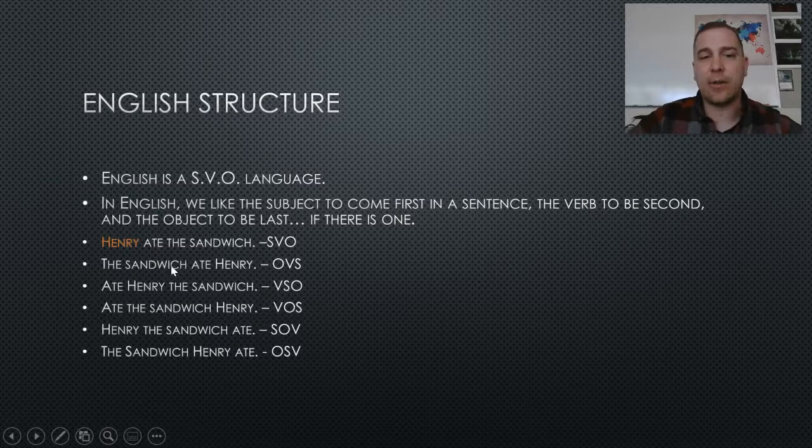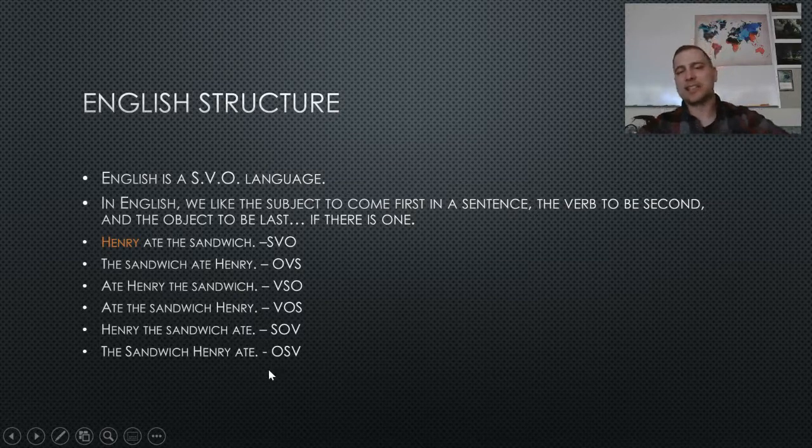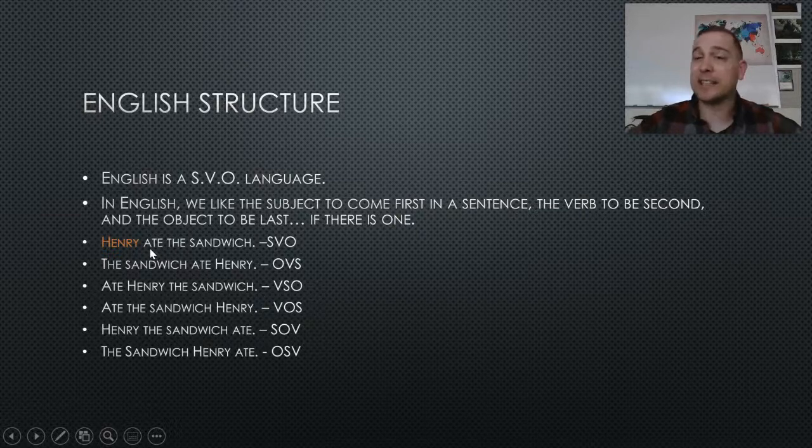And if we change these out of order, you can see how other languages would phrase this, right? An OVS language would say the sandwich ate Henry. But for us, that sounds like the sandwich is the one doing the eating, right? Ate Henry the sandwich if the verb comes first. Ate the sandwich Henry could be another way of stating it. Henry the sandwich ate, and sandwich Henry ate, right? That sounds like the beginning of a sentence for us, but yeah. Here, English is always SVO, right? These other things will confuse your reader if you use them, or people will be like, you're not speaking English properly, right? We want the subject first, the verb second, and the object third.